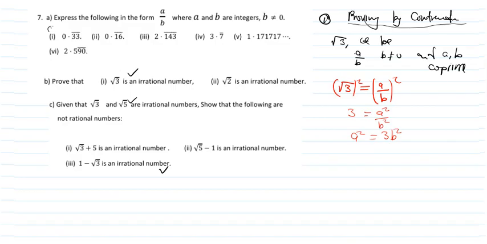Okay, so that's the meaning. This means that a squared is divisible by 3. Why do I say so?